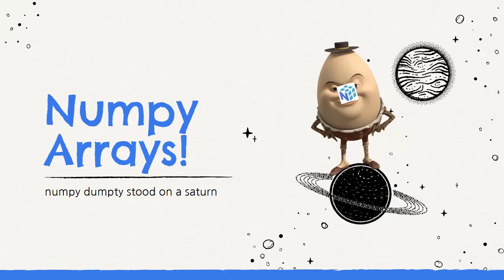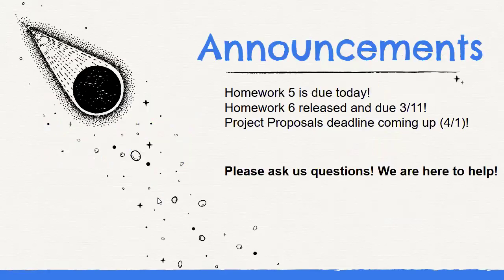Cool. We'll start with announcements. Homework 5 was due today. Homework 6 will be released and will be due next week. And project proposal coming up April 1st. And just a reminder, you need to meet with your mentor at least once. So you guys have 2 to 3 weeks to do that because we have spring break. Does anyone have any questions about these deadlines?